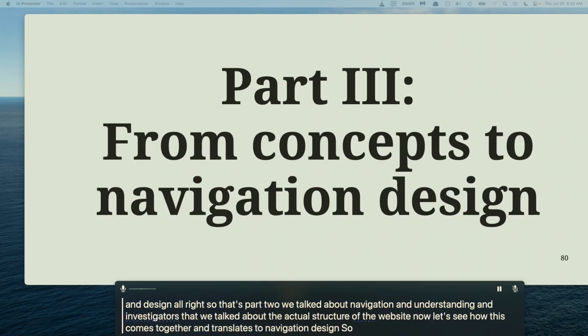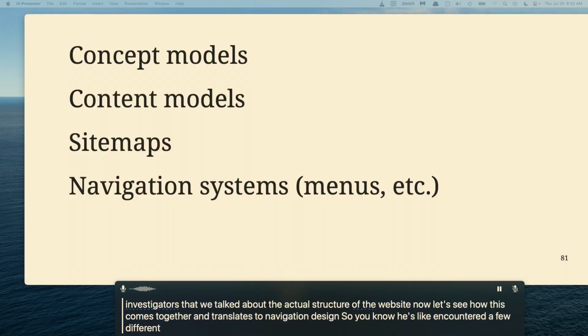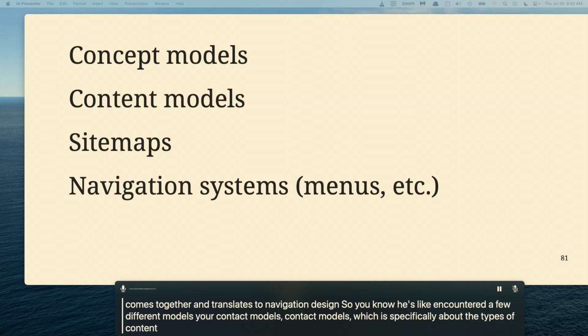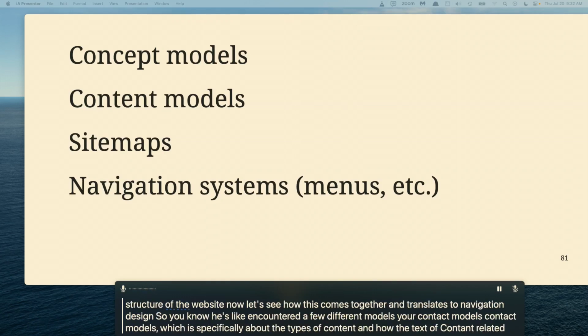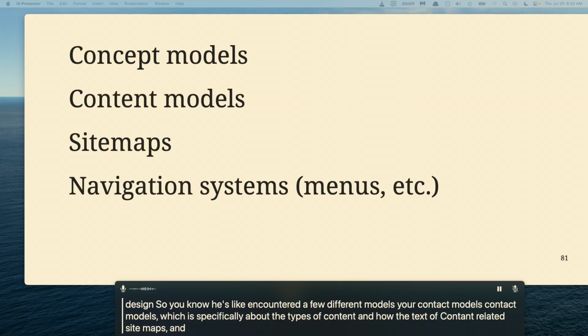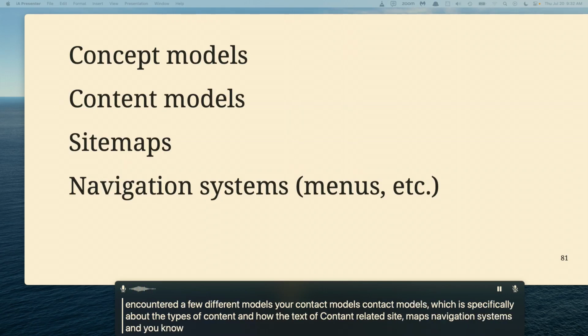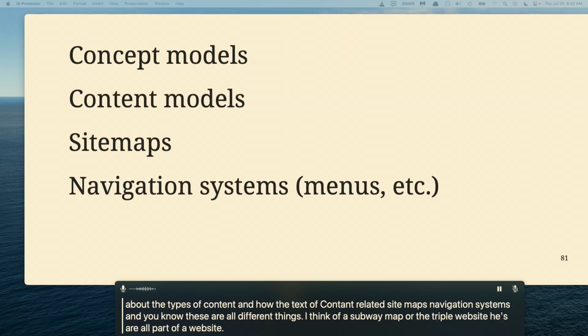So, we've encountered a few different types of models. Concept models, content models, which is specifically about the types of content and how the types of content are related, sitemaps, and navigation systems. And these are all different things. Think of the subway map or the design for Drupal websites. These are all part of a website's information architecture, but they focus on different things.